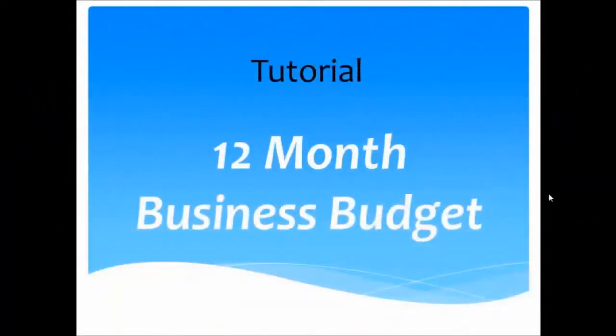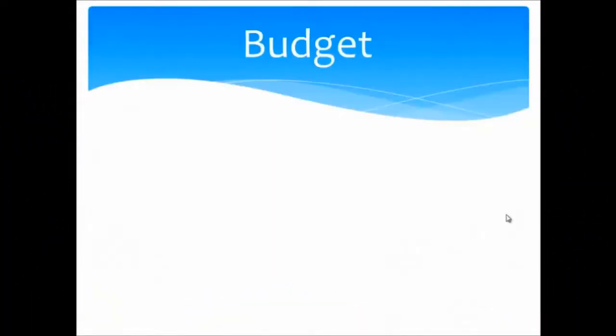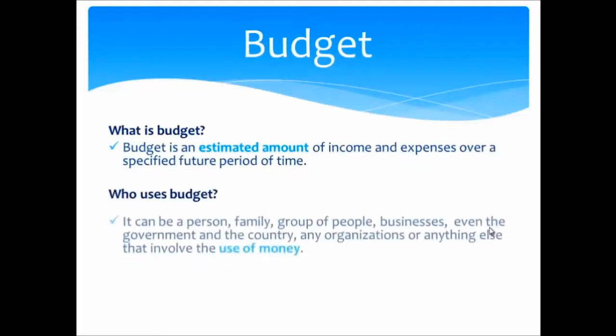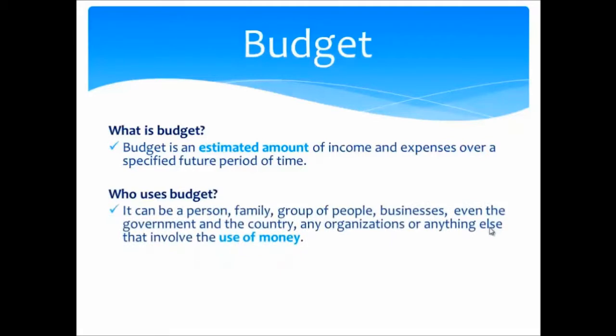This is a tutorial on 12-month business budget. Budget is an estimated amount of income and expenses over a specified future period of time. Almost everyone uses budget. It can be a personal budget, family budget, business budget, or a government budget. Anything else as long as it involves the use of money.